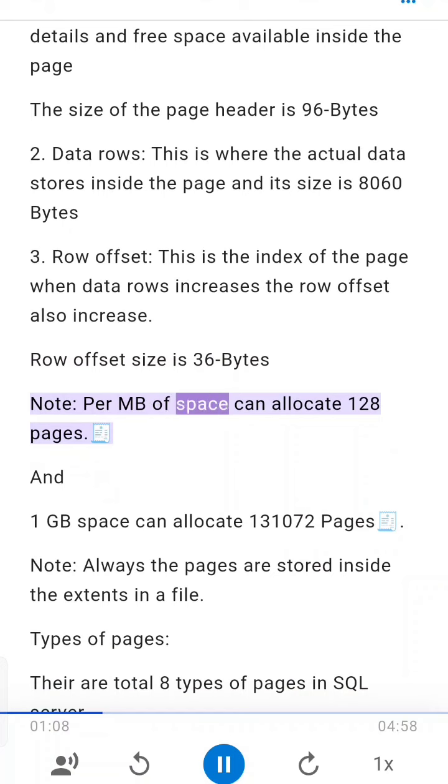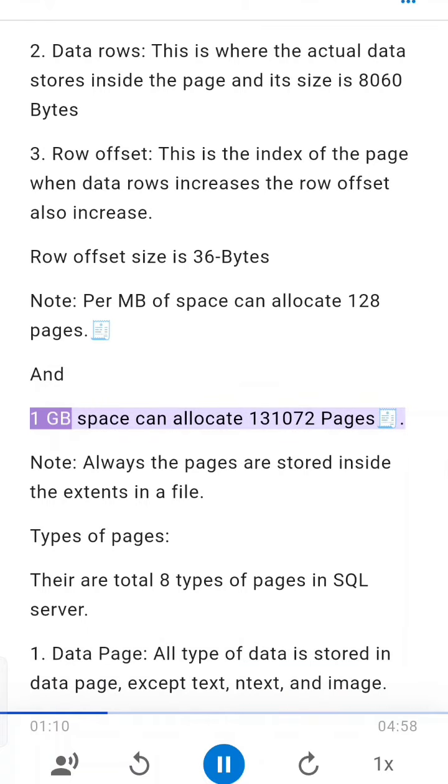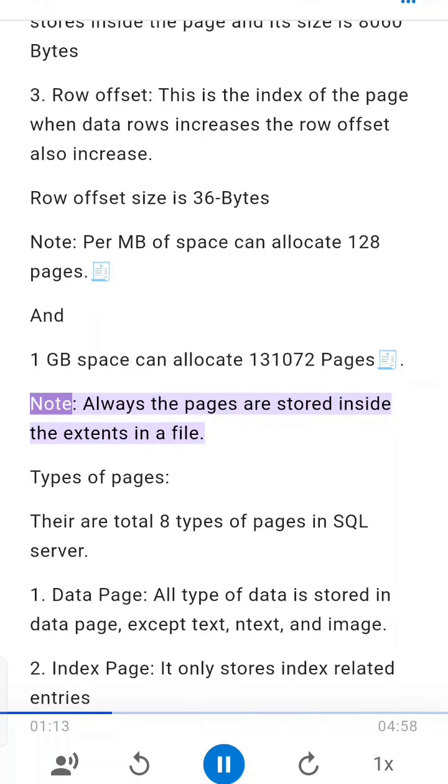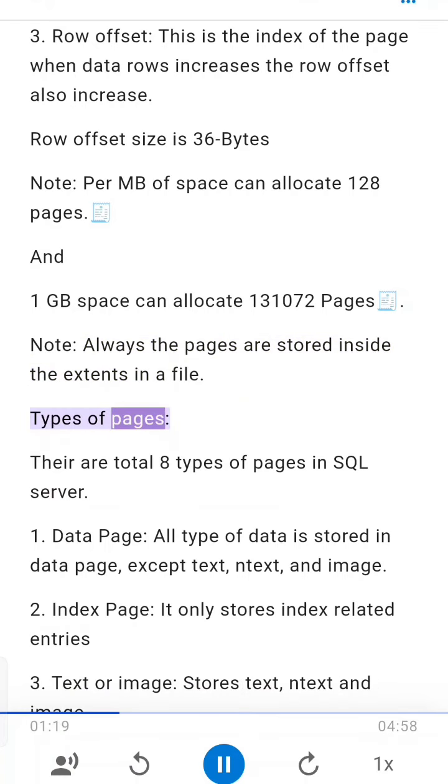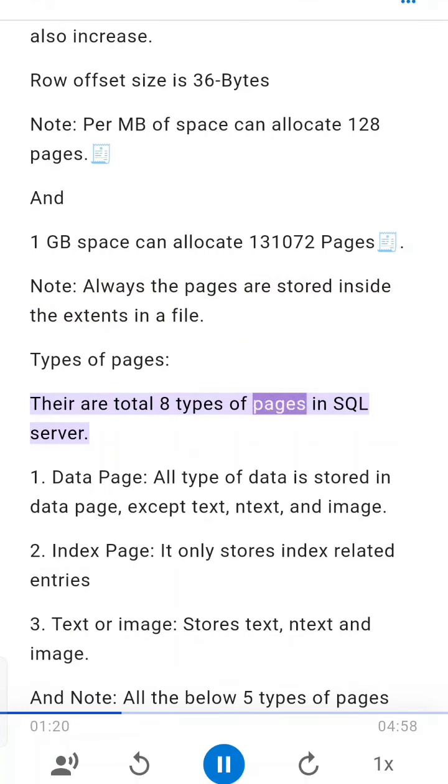Note: per megabyte of space, 128 pages can be allocated. And 1 gigabyte of space can allocate 131,072 pages. Note: pages are always stored inside the extents in a file. Types of pages. There are a total of 8 types of pages in SQL Server.